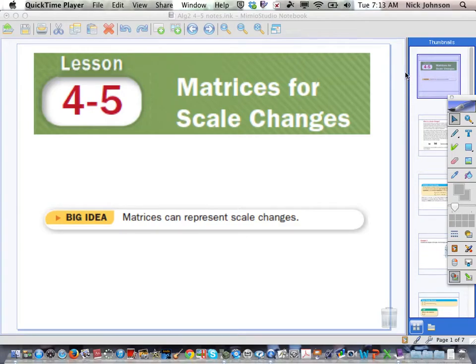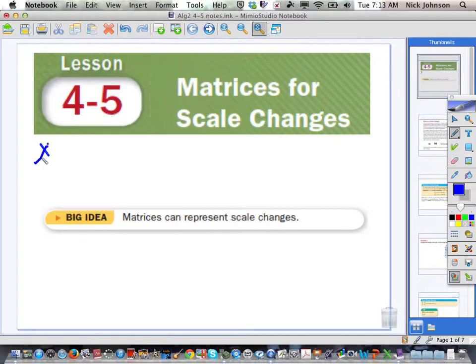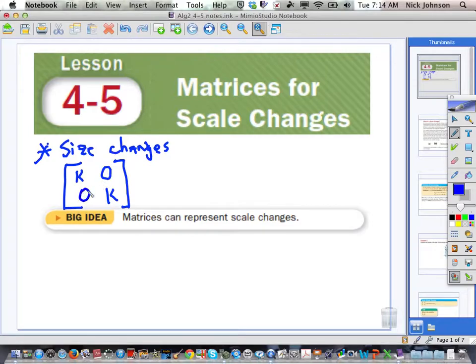Lesson 4-5, matrices for scale changes. The big idea is matrices can represent scale changes. Now, as you remember before, we talked about size changes. Size changes were coordinate points that were multiplied by the same number. Our letter K, it was 0 everywhere else. A size change is actually a type of scale change.